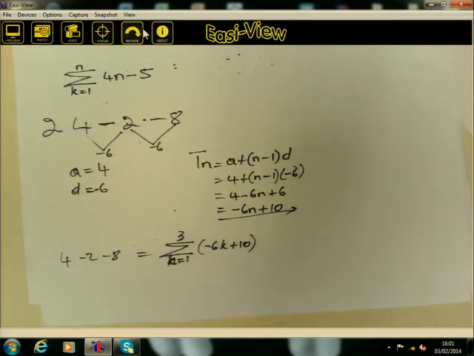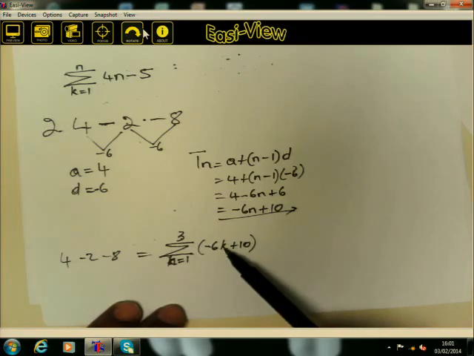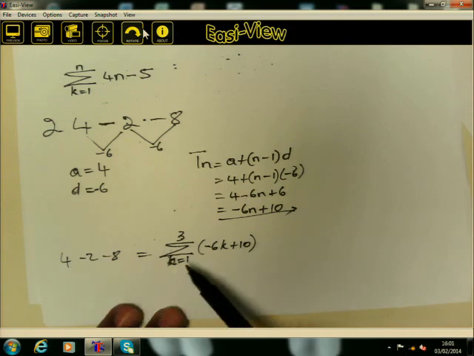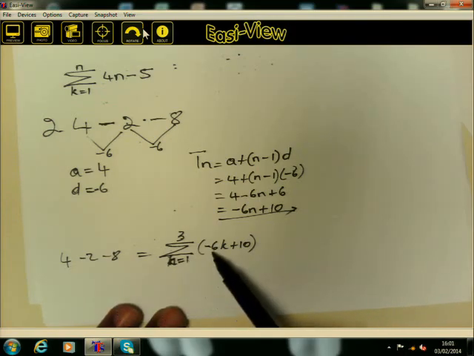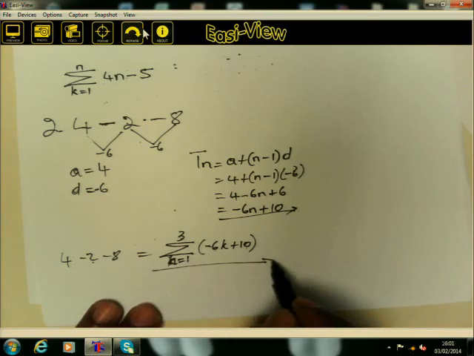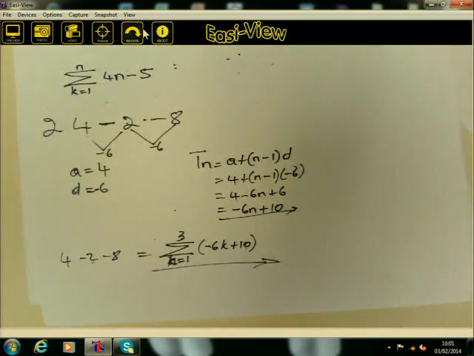So you can check on it quickly. When k is 1, you have minus 6 times 1, which is minus 6, plus 10, it gives us a 4. When k is 2, minus 6 times 2, it's minus 12. Minus 12 plus 10, it gives us a 2. So it means we can write that in a sigma notation form.